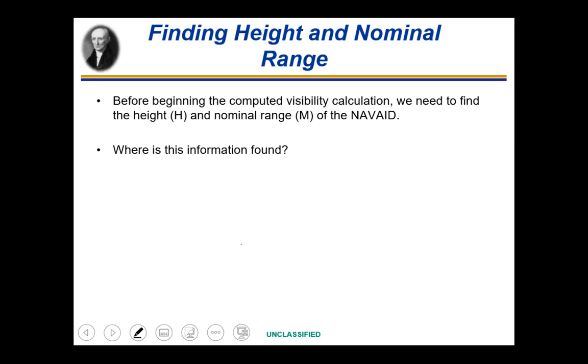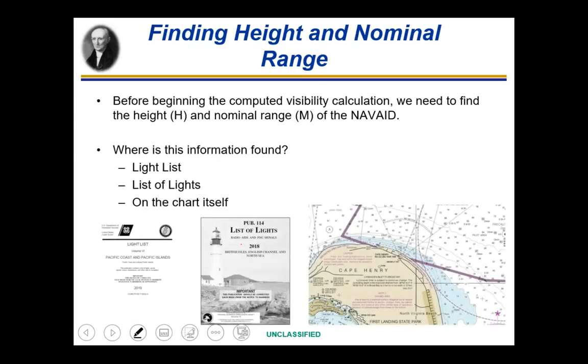The next two pieces are information about the light, specifically the height of the light used when calculating geographic range, and also the nominal range of the light used when calculating the luminous range. So where might you find this information? Well, we can find that info within the two references we discussed earlier, light list and list of lights, depending upon your geographical location. You can also find this information on a paper chart located next to the nav aid.